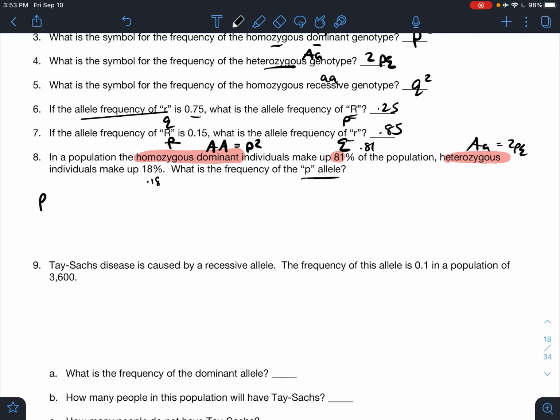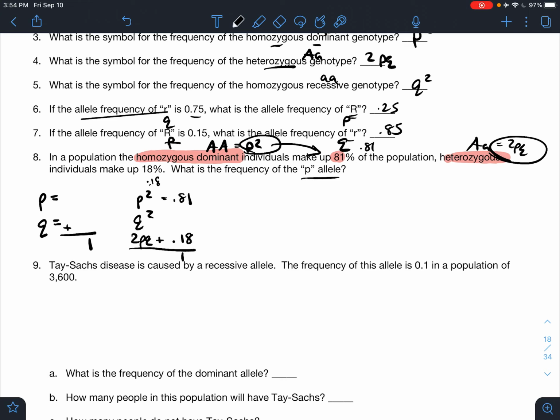I set it up like this. P equals, Q equals. We want both of those to add up to 1. Then I have my P squared, I have my Q squared, my 2PQ, and all of those are going to add up to 1. What do I have? Well, my P squared, 0.81. I have my 2PQ as 0.18. I could easily find my Q squared right now just by simple subtraction, but I think it's actually a little bit easier to find your P first. What's the square root of 0.81? 0.9.